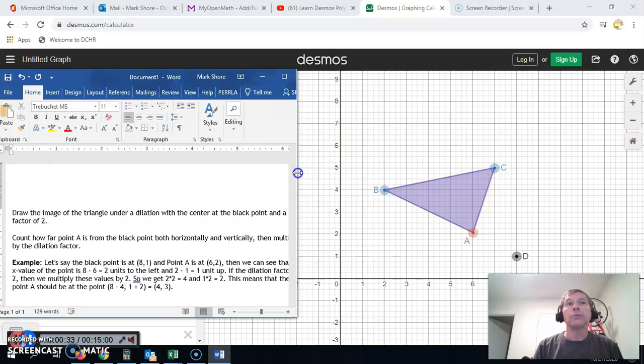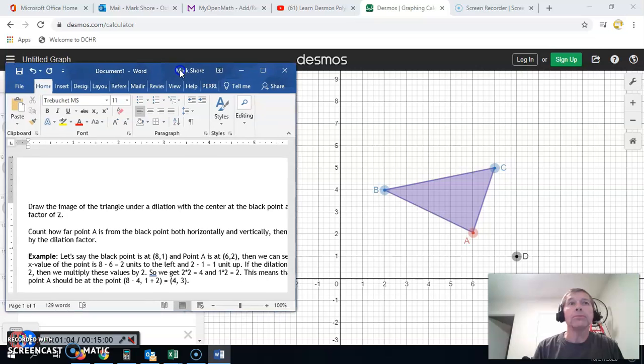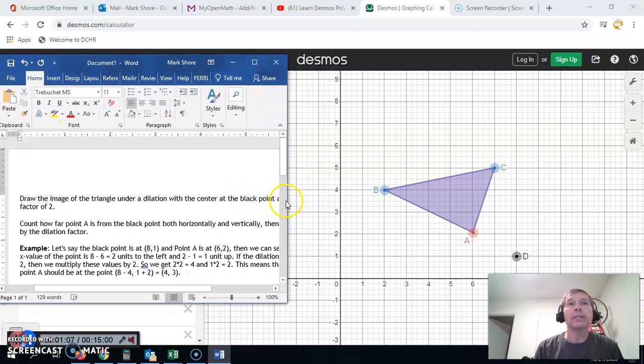So let's deal with point A. How far is point A from point D? You can see on this problem that D has an x value of 8 and point A has an x value of 6, and 8 minus 6 is 2. Or you can just count how many hash marks. So here it is at 8, 1, 2, it's 2 to the left. Since the dilation factor is 2, we take that 2 and multiply it by 2 to get 4.